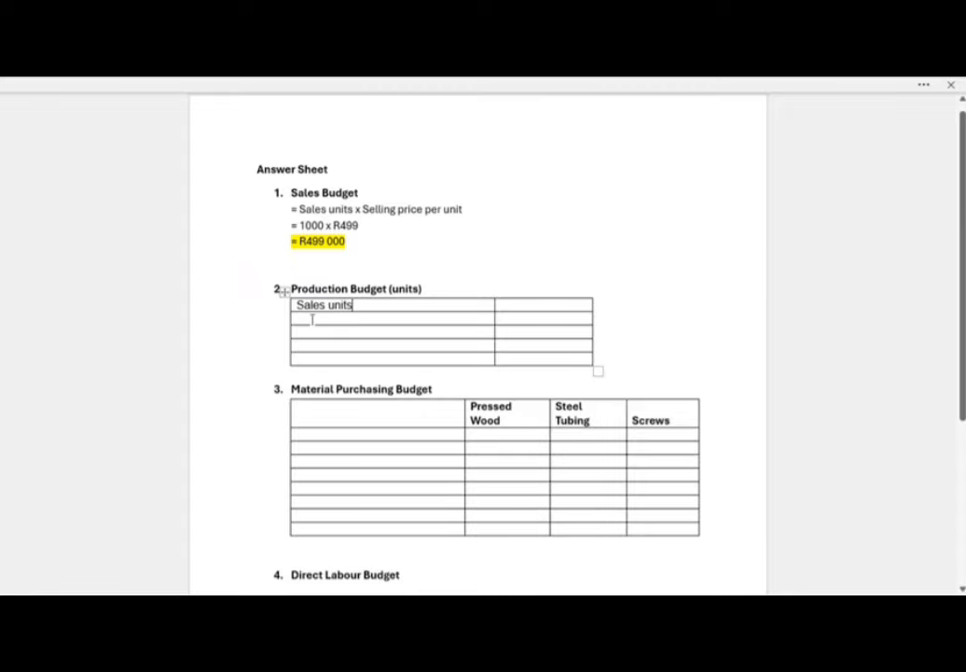And then you add closing inventory for the completed desks, closing inventory. And then you less opening inventory.